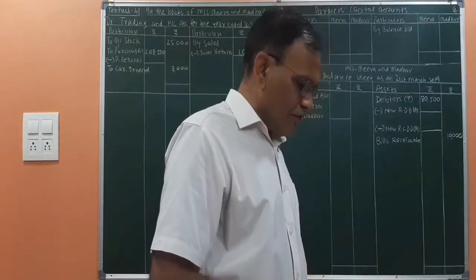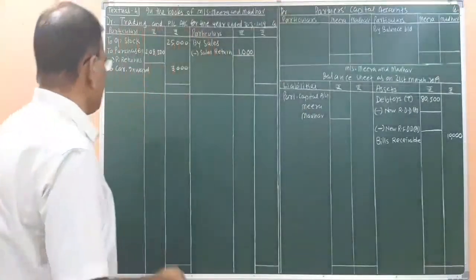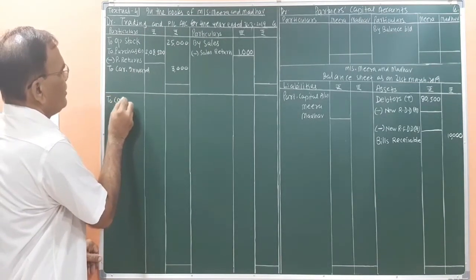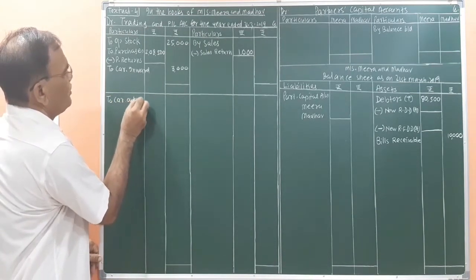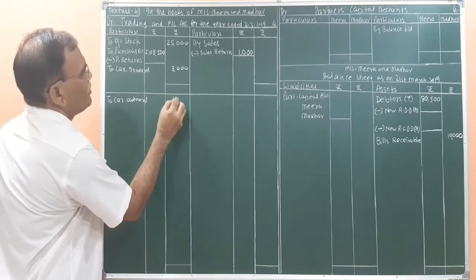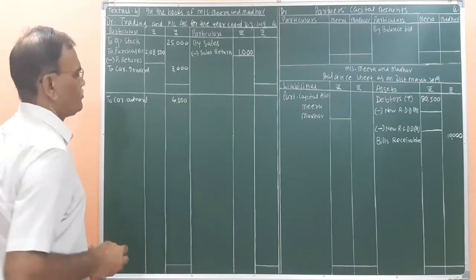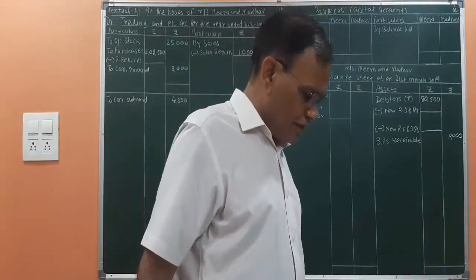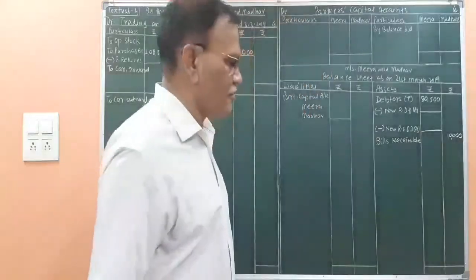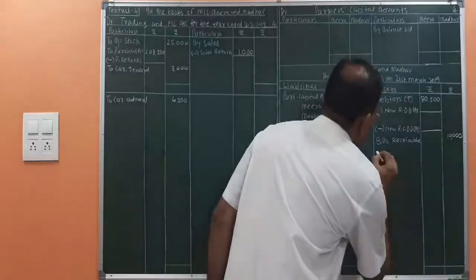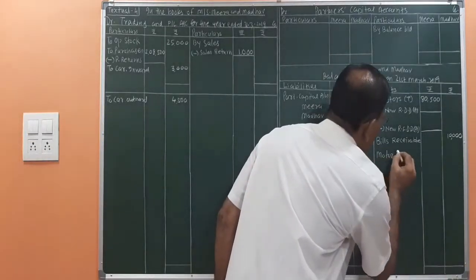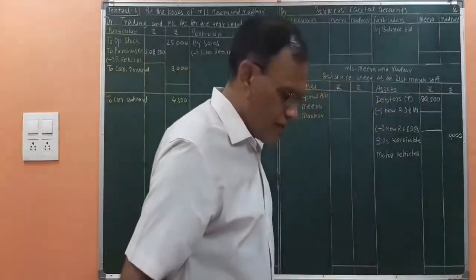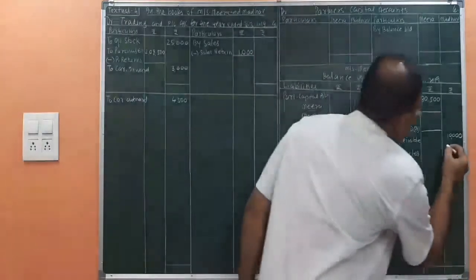Then we are having carriage outward 4,500. So I will write to carriage outward 4,500. Motor vehicles is an asset, 55,000.